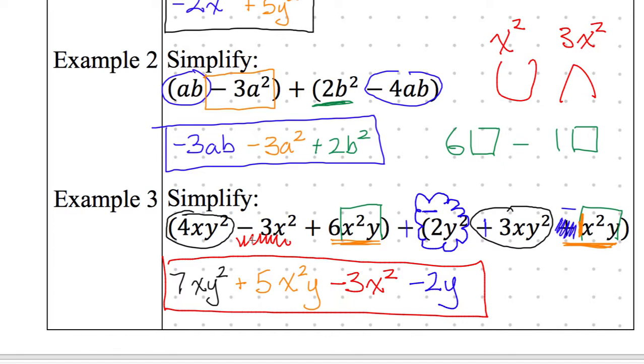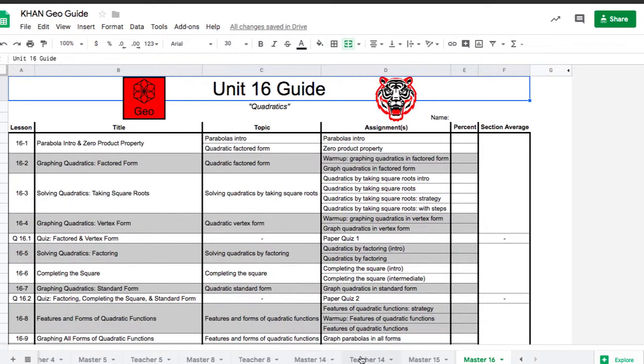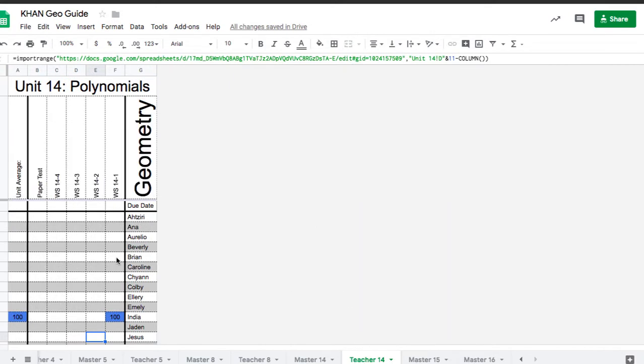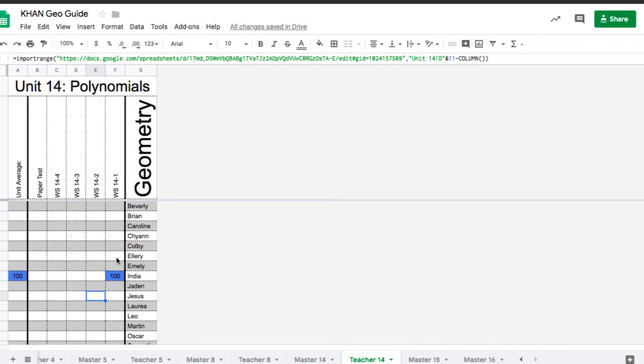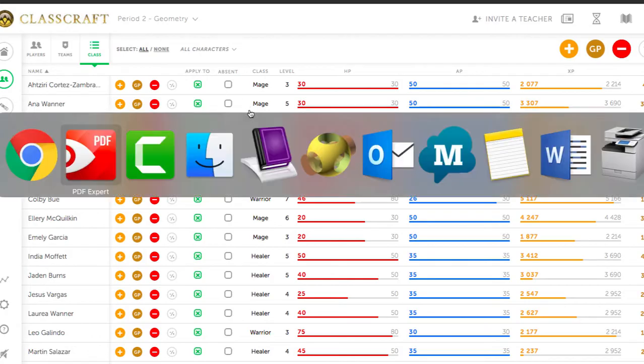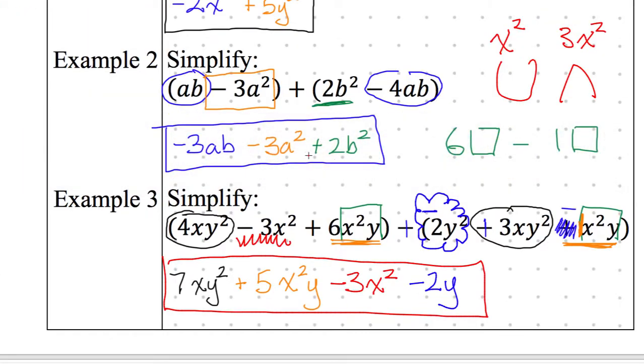Yeah, thank you, Martine. I hope everyone is now on the same page. And I'm looking at our unit guide. Looks like one person has been updating their unit guide. Thank you, India.